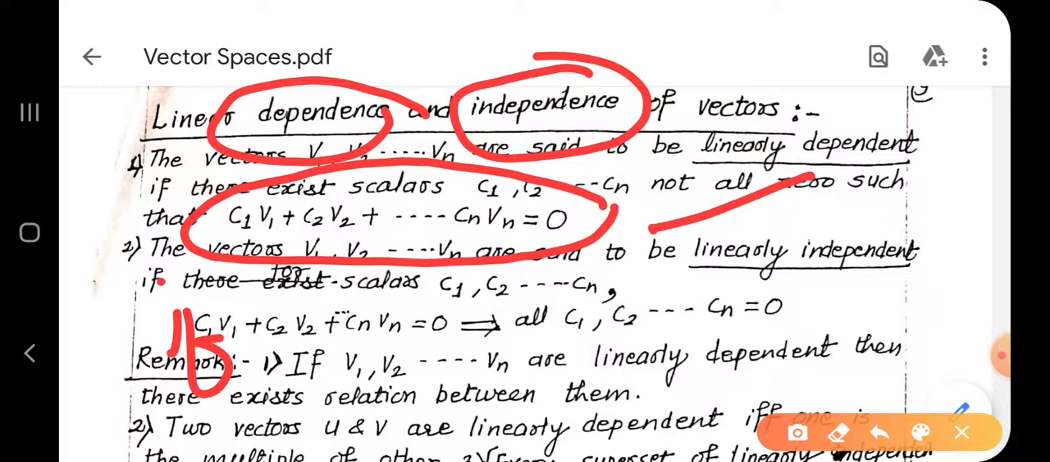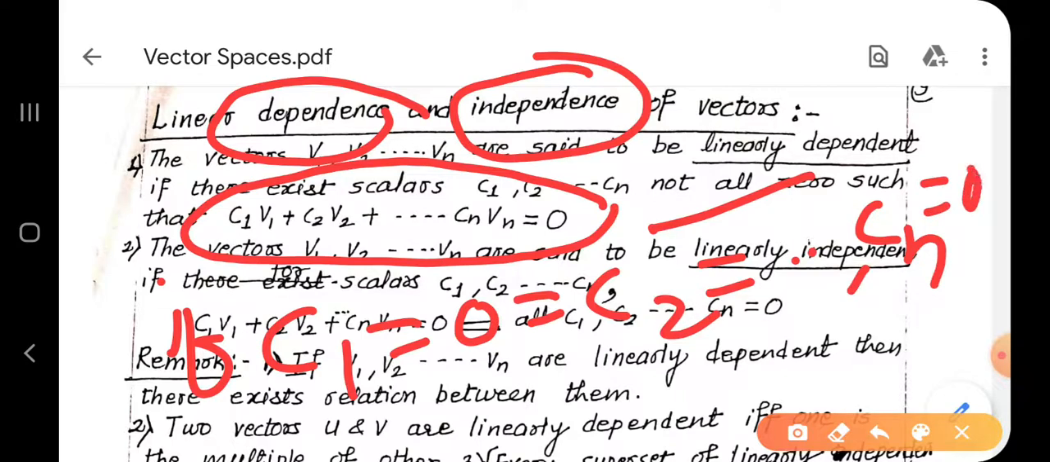If c1 is equal to 0, c2 is equal to 0, c3 is equal to 0, dot cn is equal to 0, means what? All scalars c1, c2, cn are 0. All scalars are 0. Then the vectors v1, v2, dot vn are called linearly independent vectors. So the vectors are linearly independent if all scalars are 0 in a linear combination c1 v1 plus c2 v2 plus dot cn vn equal to 0.